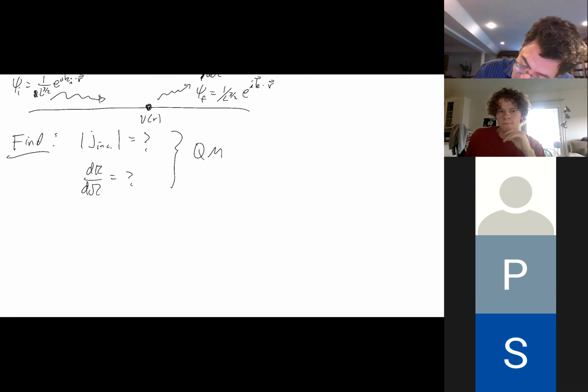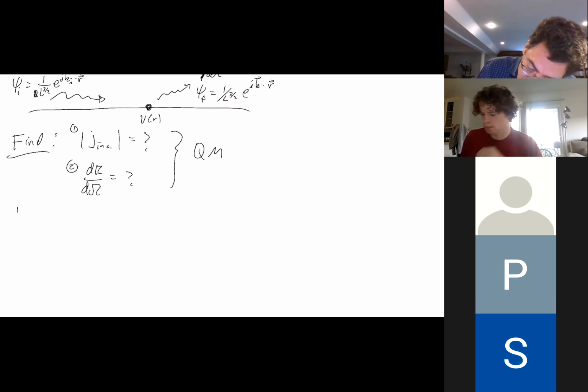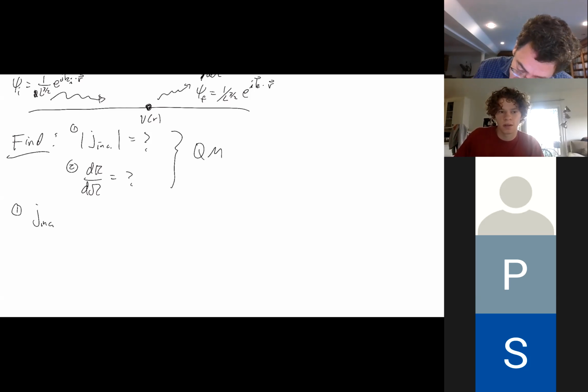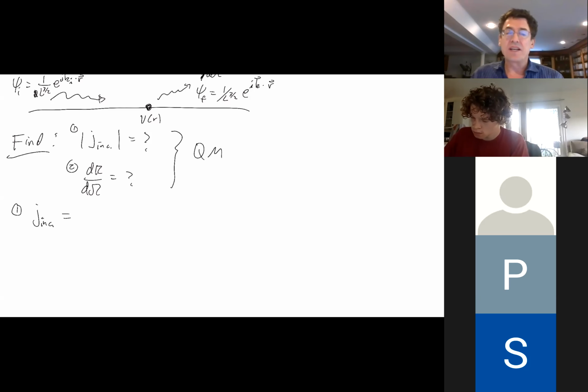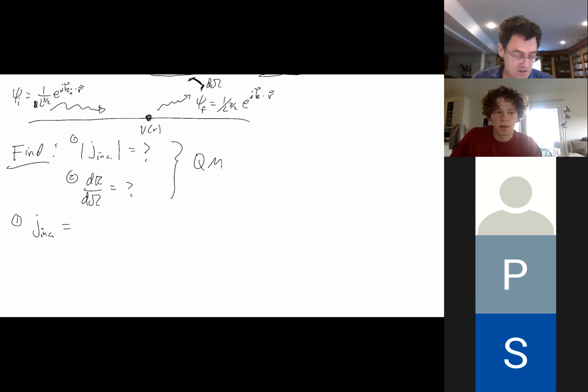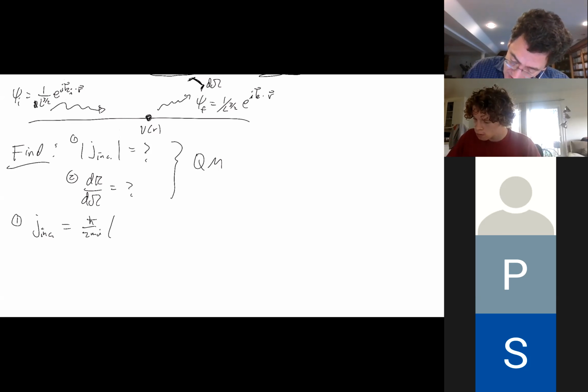So first, there are two things to find. One is easy, one is hard. Let's find the easy thing first. J incident is really easy. How do we find J incident? Somebody tell me. We just plug the incident wave function into the equation. That's exactly right. It's h bar over 2mi. We just use the equation that you derived last semester: psi star del psi minus psi del psi star.